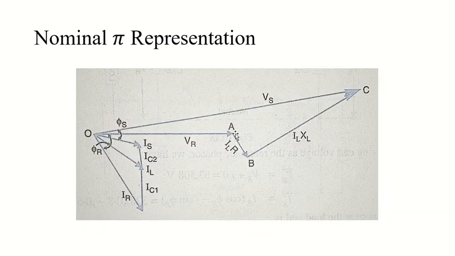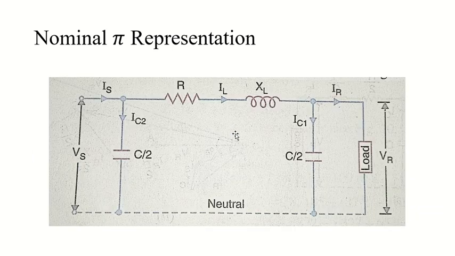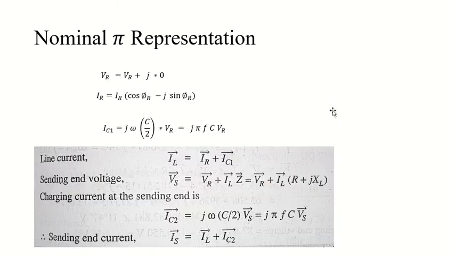So again, to find the line current, apply KCL at this node. What will we be left with? IL is coming in, IC and IR are going out, which means IL is equal to IR plus IC1. So IL is equal to IR plus IC1.